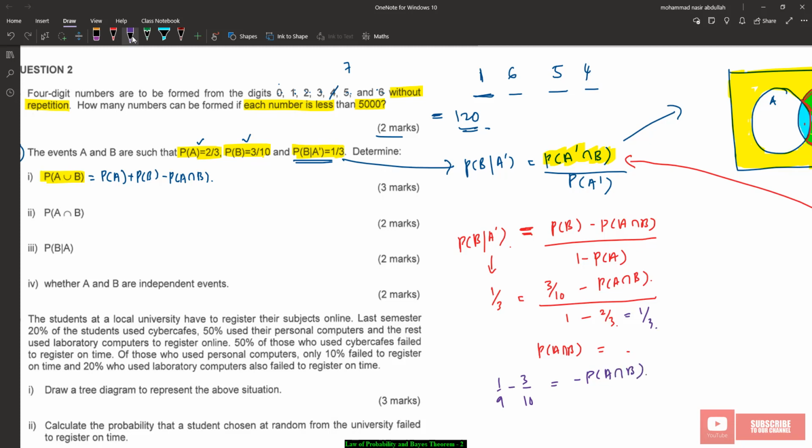So 1 over 9 minus 3 over 10 should be equal to 17 over 90, which is the probability of A intersect B, also equal to 0.189. So now you already have the value. Just plug the value into the formula. So 2 over 3 plus 3 over 10 minus 17 over 90.